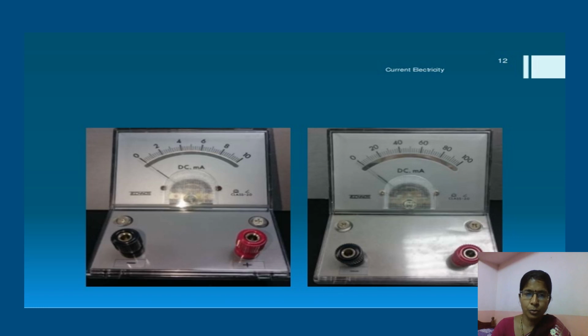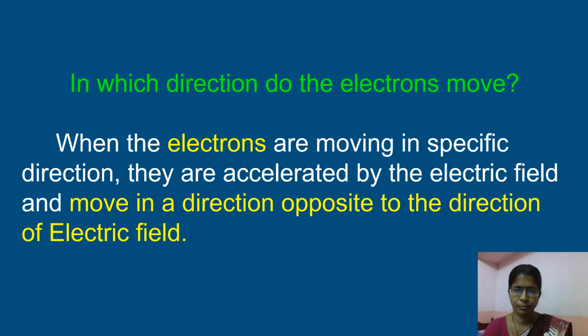Now, the other two ammeters which are shown here are used to measure milliamperes. You can see on the ammeter it's also written DC mA. What DC is you will know later, and mA is the measure of milliamperes. This one can measure from 0 to 10 milliamperes, and the second one from 0 to 100 milliamperes. So depending on the source which we are using, ammeters of different ranges are used in the circuits.